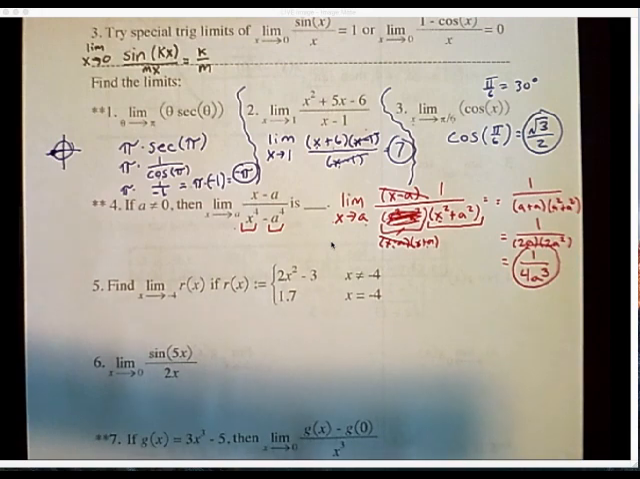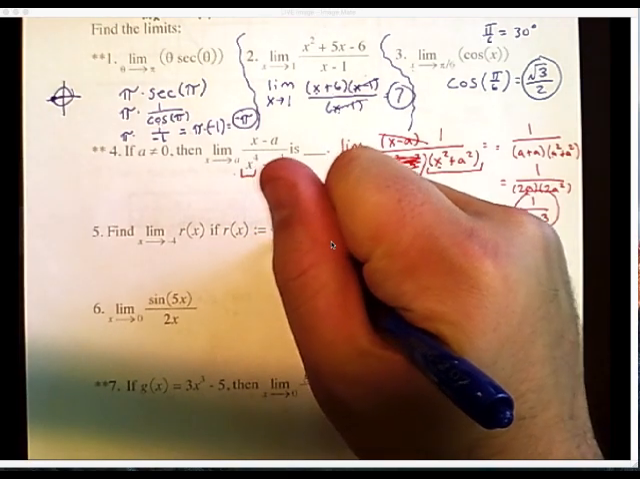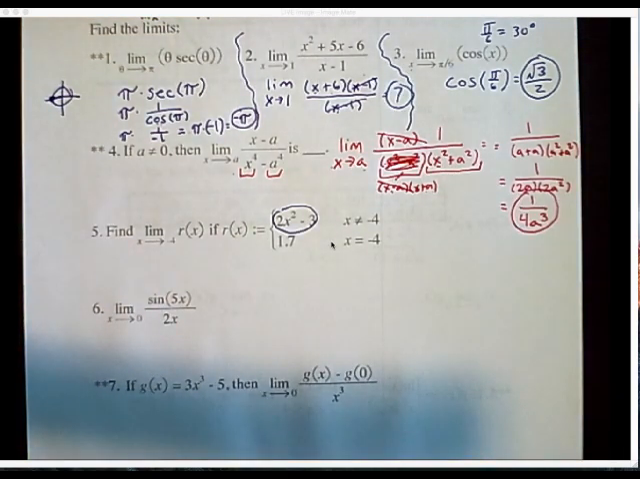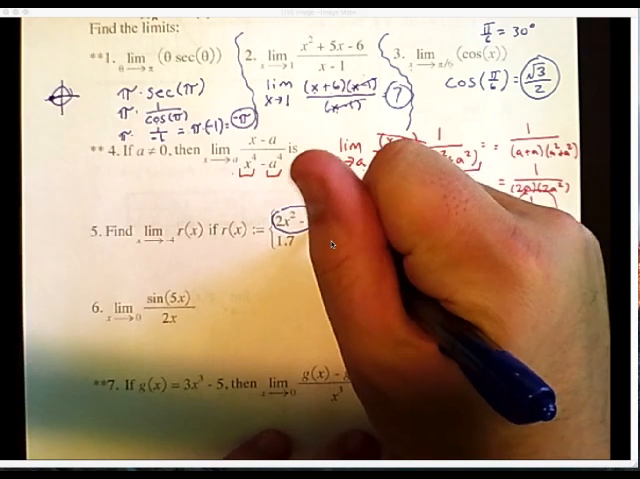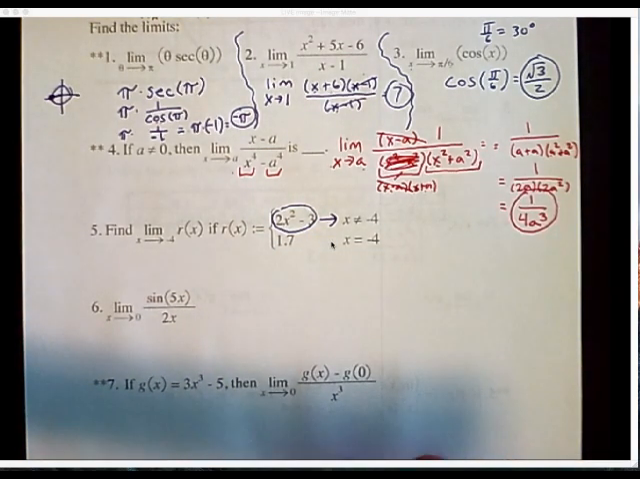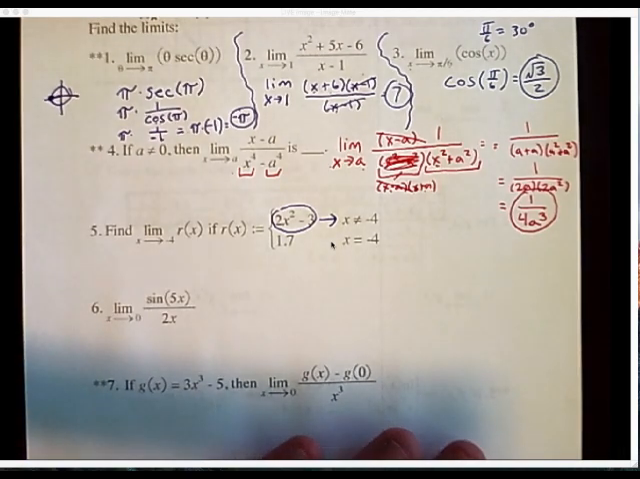Okay, let's look at number 5. Now, this is a piecewise function. Now, the first part is a parabola, 2x squared minus 3. And that is the function that we use as long as x does not equal negative 4. But when x equals negative 4, we get 1.7.